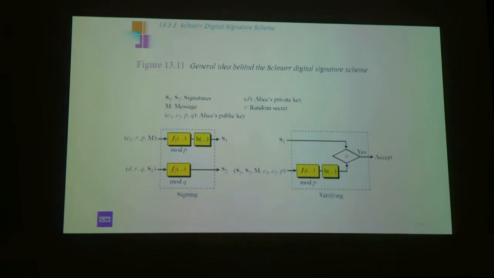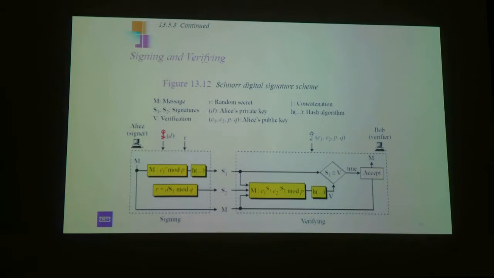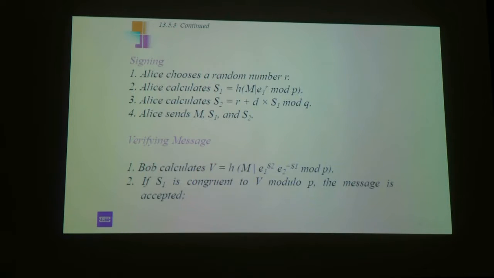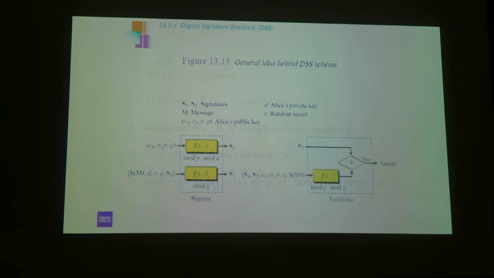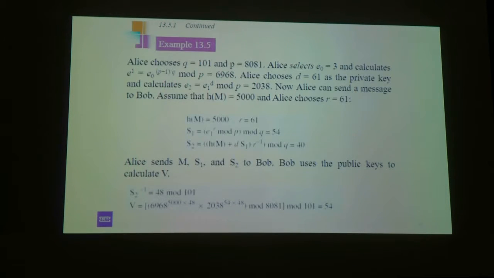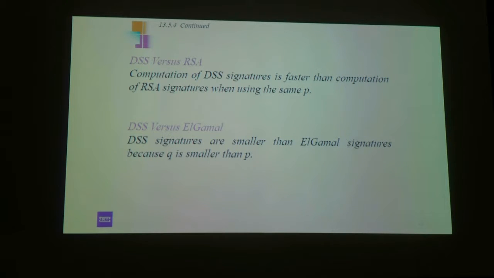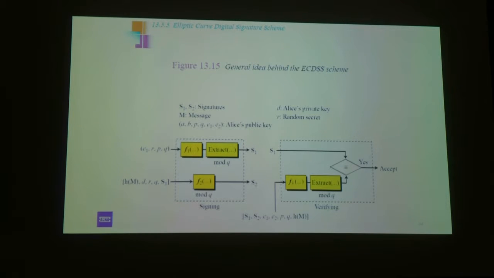Then they're going to talk about the next one. Then you have the Schnorr digital signature. So how you generate the 2 keys, and then how to use it. The same thing. Okay. Then after that, they'll talk about the DSS, and then DSS versus RSA. So computation of a DSS signature is faster than computation of an RSA signature when using the same parameters. And then comparing between the different algorithms.